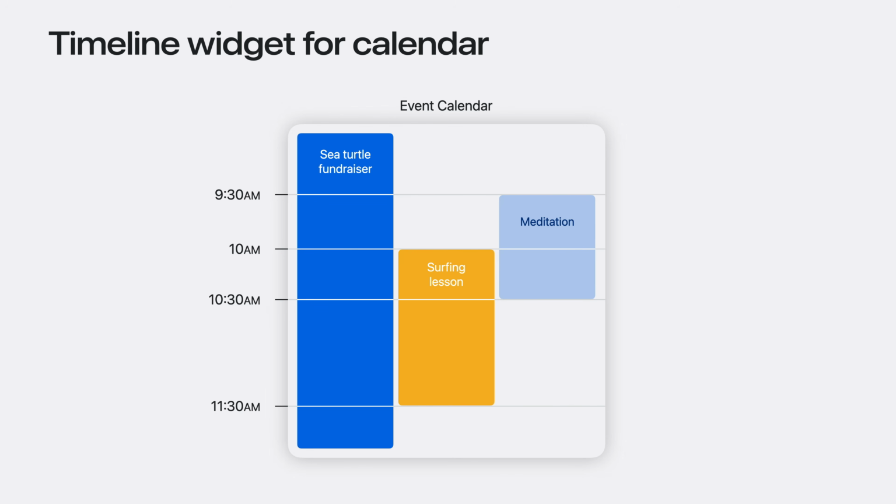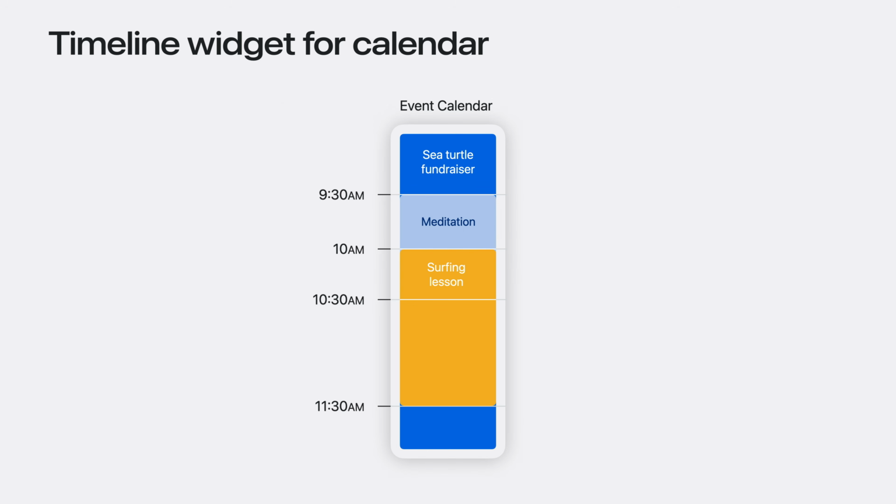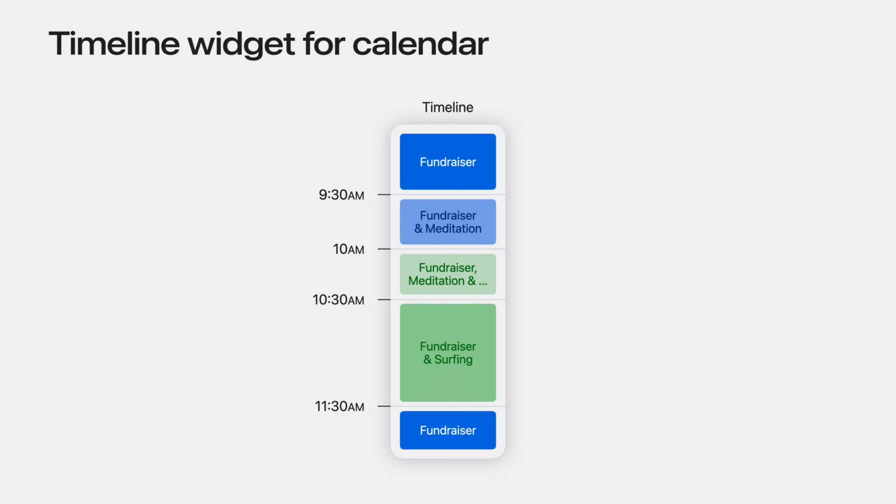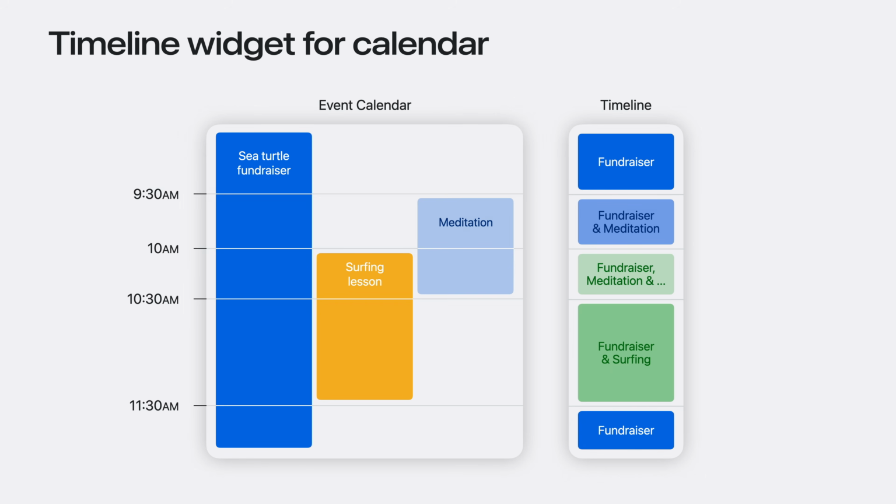This is a sample calendar for my Beach Events widget, and some of the events are happening at the same time. To build my existing timeline widget, I need to create a single timeline of entries, but I have multiple events overlapping. So my timeline includes entries that have multiple events to represent the overlapping times. When I compare my event calendar to my timeline at 9:30, this works great. I can display both the fundraiser and the meditation in a single view on 2 lines.